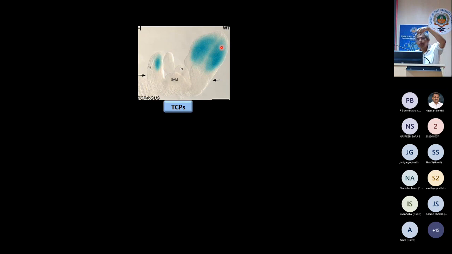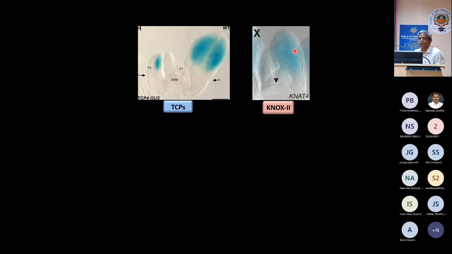Where the NOX genes are not expressed. I showed you the NOX genes are expressed here, or stemness genes are expressed here. And the NOX2 genes are expressed also in the leaf. So basically, TCP and NOX2 in the leaf and NOX1 in the meristem. And they don't like each other, they fight each other. And the boundary is maintained by the CUC genes. If you suppress all these or mutate all these TCP genes, this is the wild type Arabidopsis.